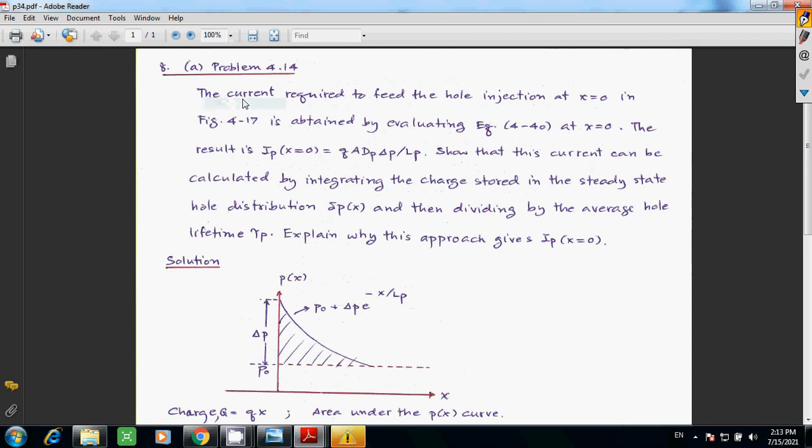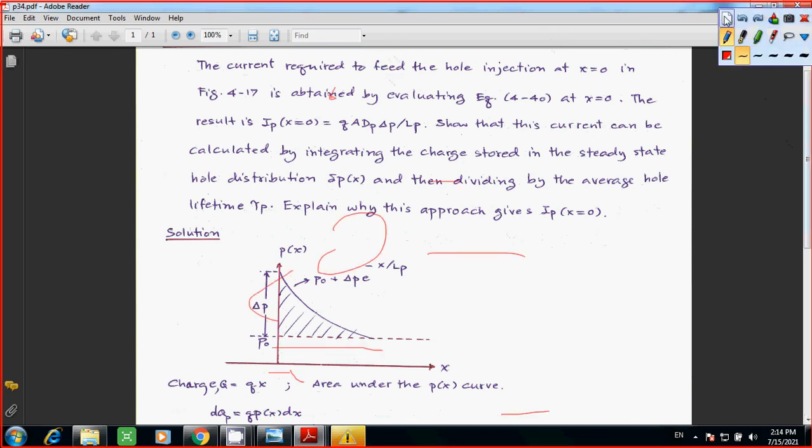Problem 4.14. The current required to feed the hole injection at x equals 0 in figure 4.17 is obtained by evaluating equation 4.40 at x equal to 0. The result is Ip at x equal to 0 equals q A Dp delta p over Lp. Show that this current can be calculated by integrating the charge stored in the steady state hole distribution, delta px, and then dividing by the average hole lifetime tau p. Explain why this approach gives Ip at x equal to 0.